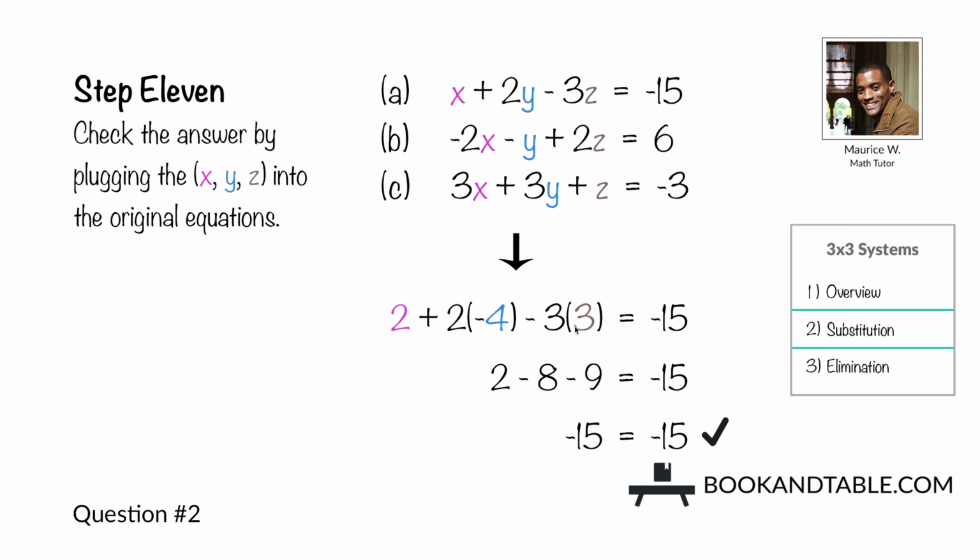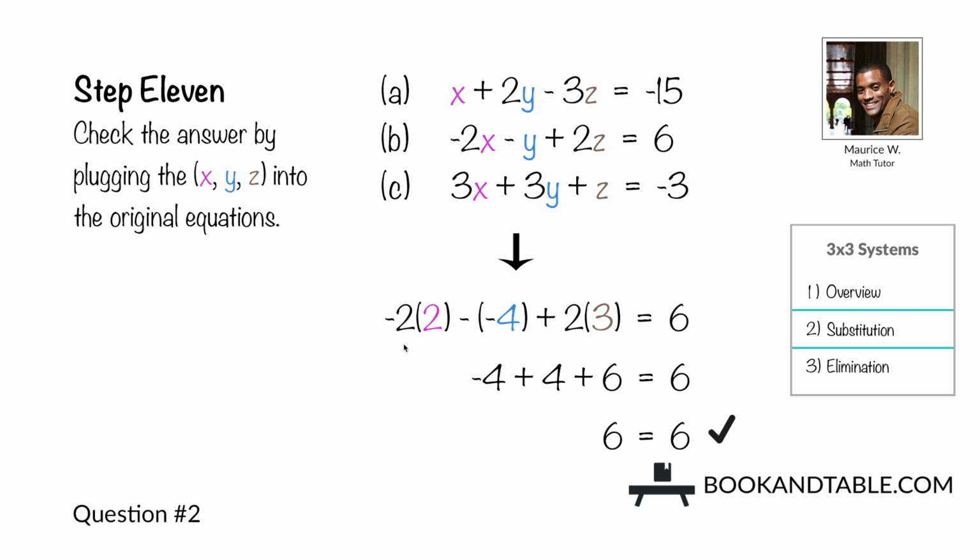For equation B, we get -2 times 2, which is -4, minus -4, which would be +4, so these cancel each other out, leaving us with 2 times 3, which is 6. 6 is equal to 6, confirms that our x, y, and z are correct here.